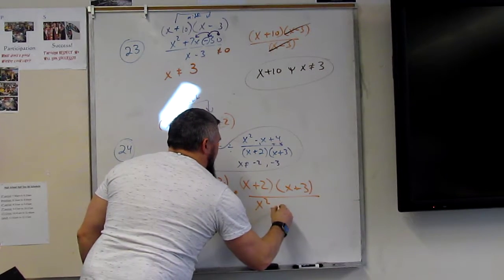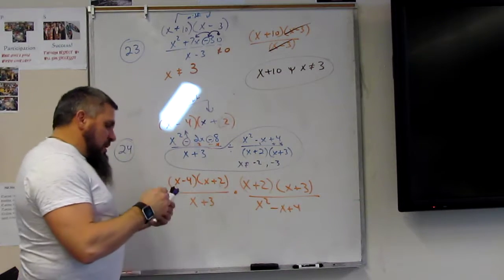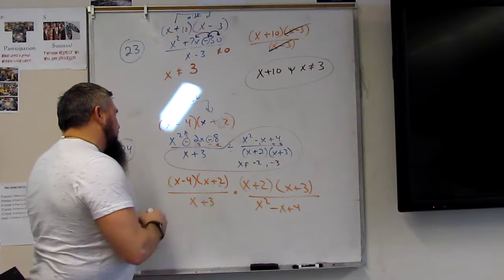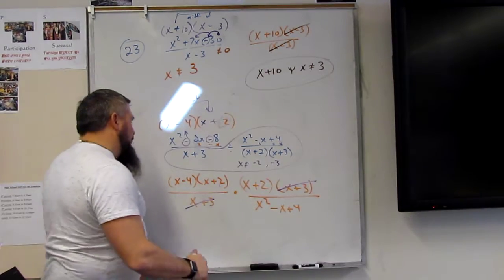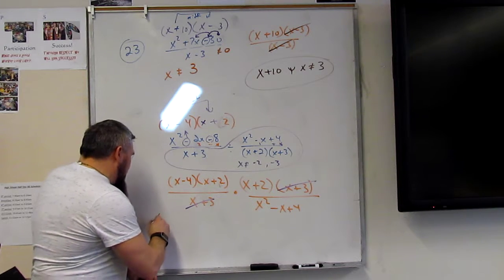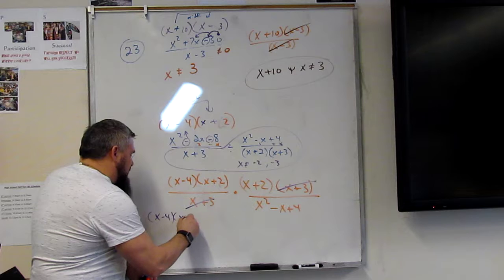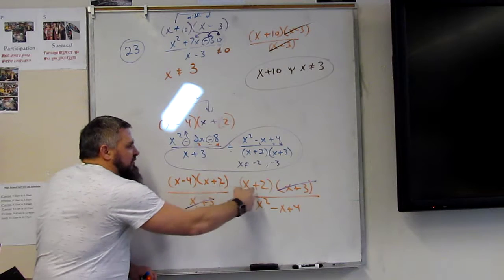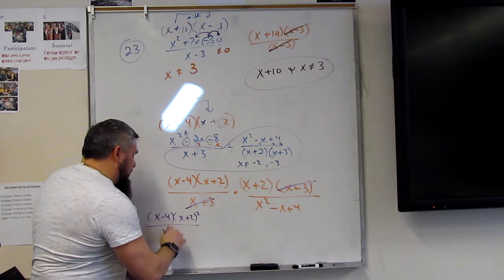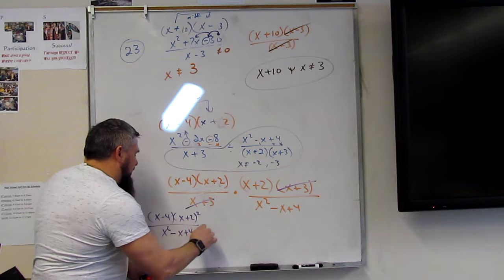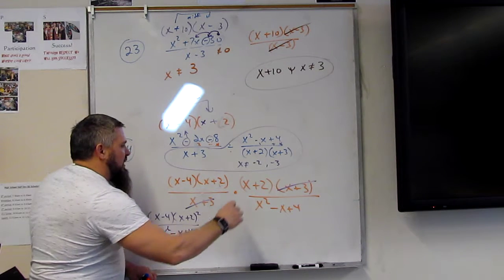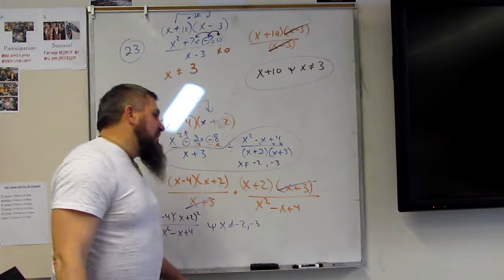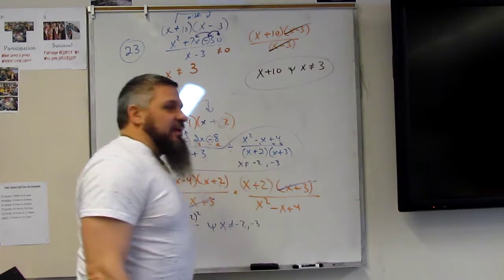And then all over the x squared minus x plus 4. Okay, and so what can I cancel? X plus 3. X plus 3. Okay, so this one's kind of a big answer. X minus 4 times x plus 2 squared over, because there's two of them, right? Over x squared minus x plus 4, whereas x cannot be -2, -3, and then to find the last one, we have to plug in the quadratic formula.